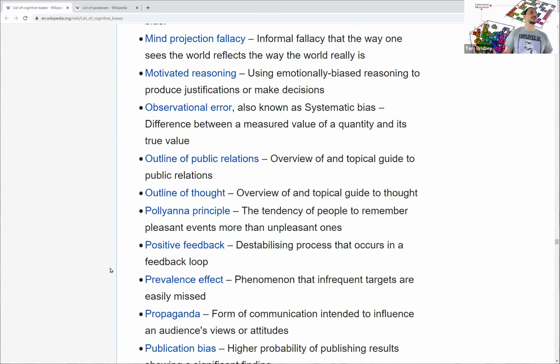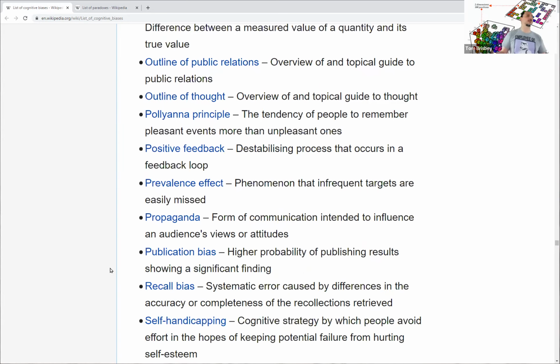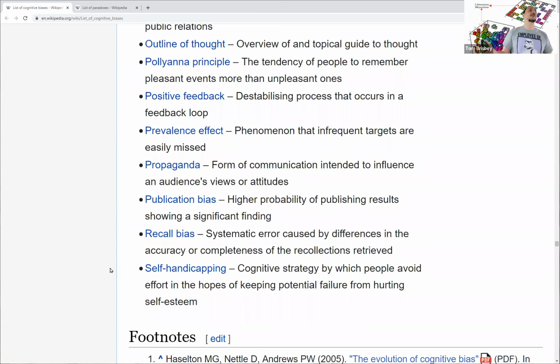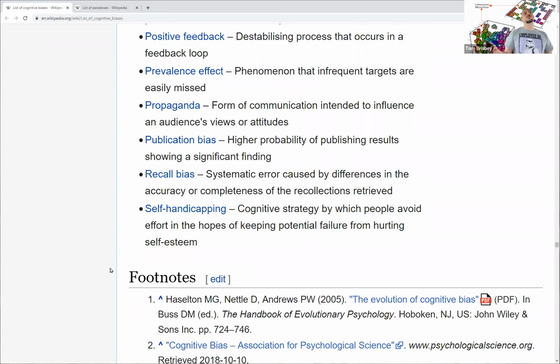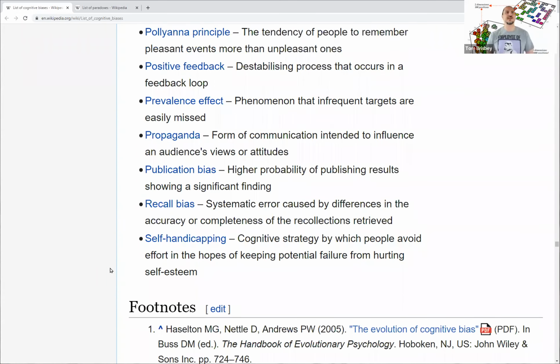The observer effect, the difference between a measured quality and its true value, blah, blah, blah. Pollyanna principle, there we go. Tendency of people to remember pleasant events more than unpleasant ones. We covered that one. Block out the bad stuff. That's not true, though. The Pollyanna effect is just all that's left is your good memories and parts of them, because all of your bad memories have taken parts of your good memories with them as well. So the Pollyanna principle is recognizing that your spectrum has eroded, if you look at it that way.